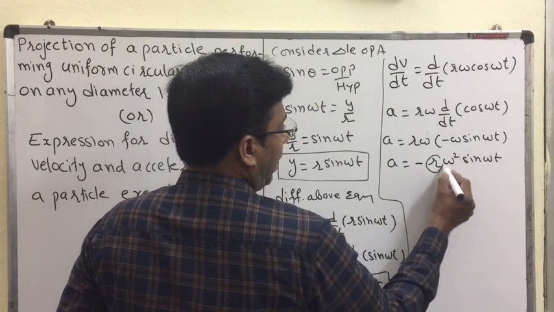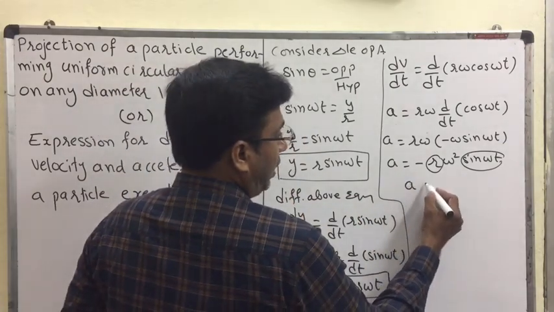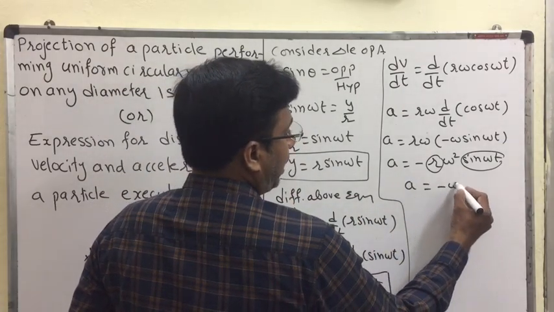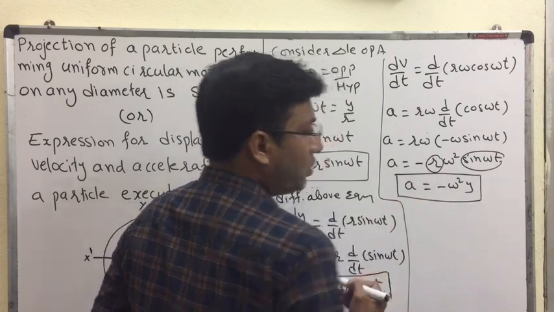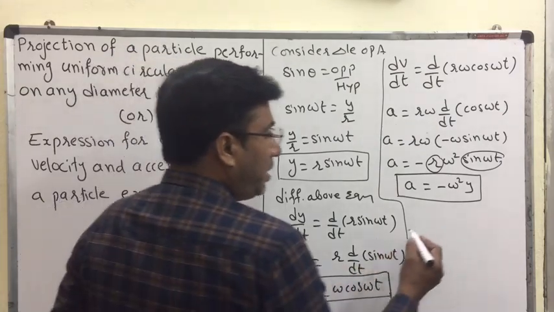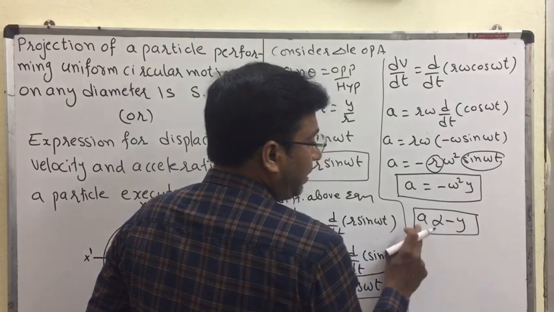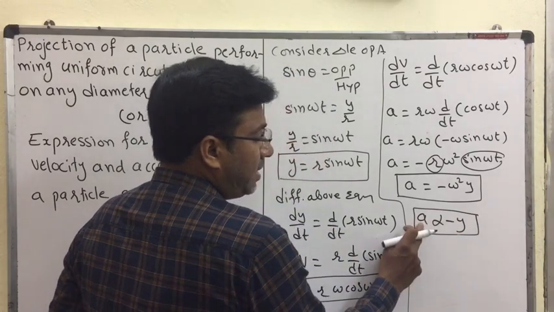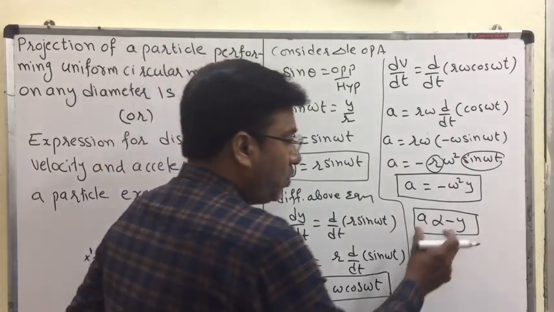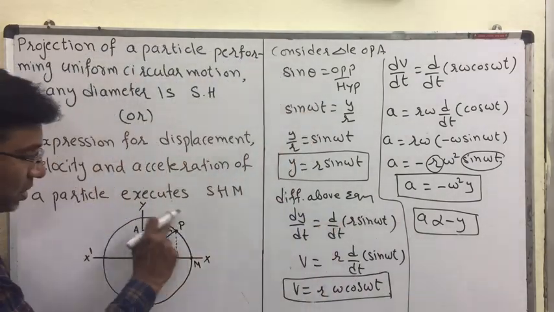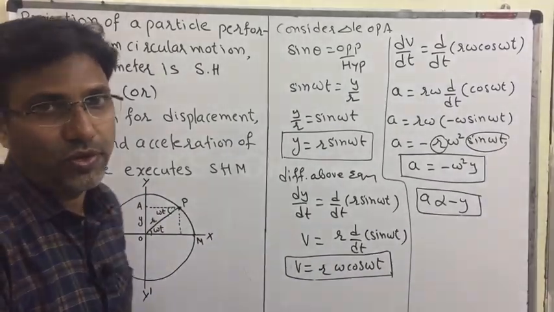But here r sin omega t is nothing but y. Therefore, a is equal to minus omega square y. This represents the expression for acceleration of a particle executing simple harmonic motion. Here, a is proportional to minus y. So acceleration is proportional to displacement, and acceleration is directed towards the mean position, which we get from the minus sign. So this proves that for a particle executing uniform circular motion, its projection is simple harmonic motion.